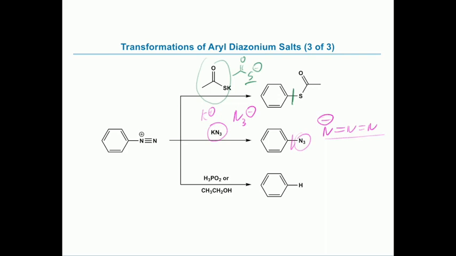And finally over here, you can completely delete this and go back to a proton. This is usually done with something like hypophosphorous acid, or potentially even something like methanol, where you're forming a carbocation and doing what's called protonolysis. You're adding a proton to replace that, liberating nitrogen gas as a result.